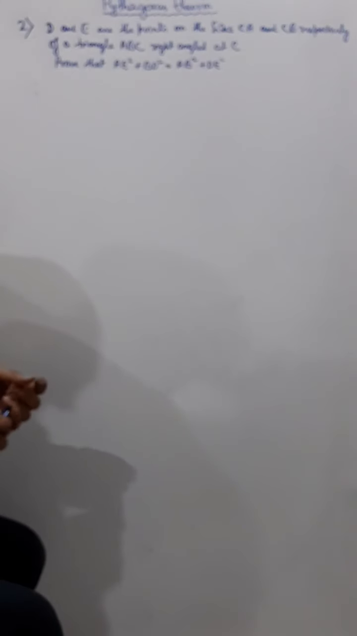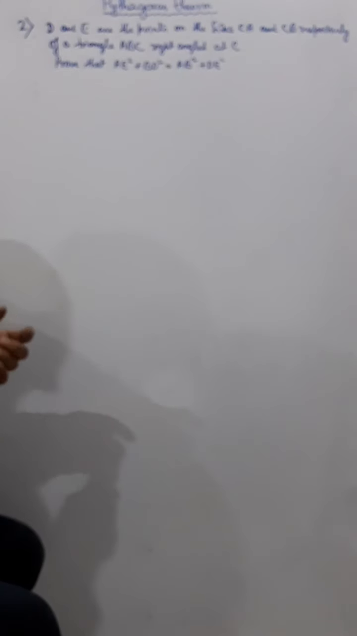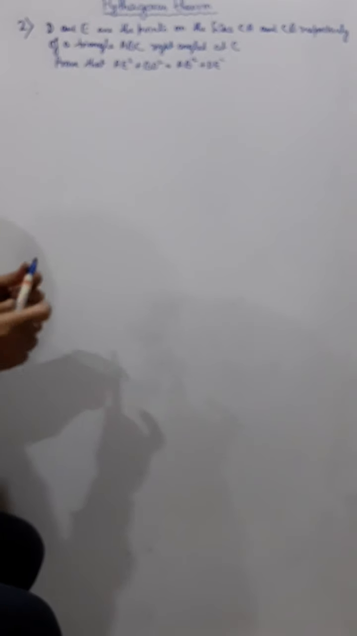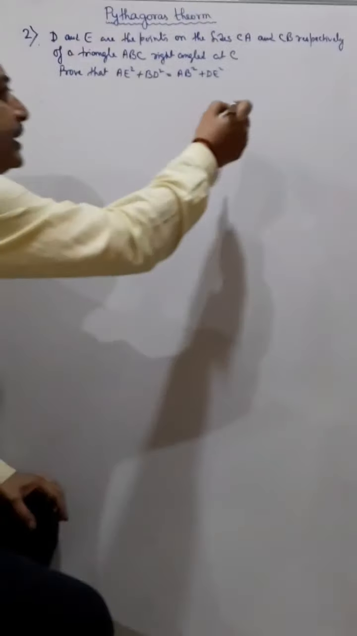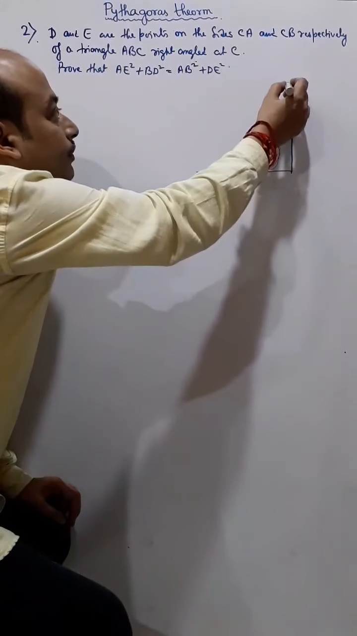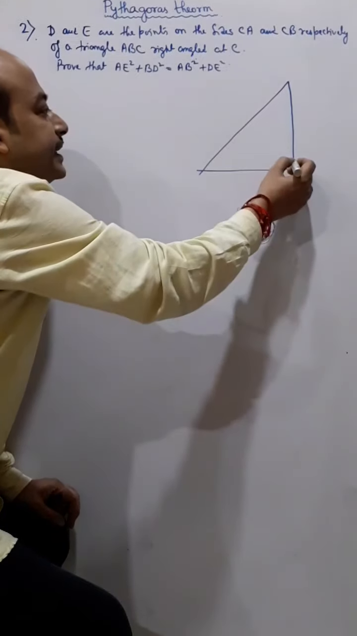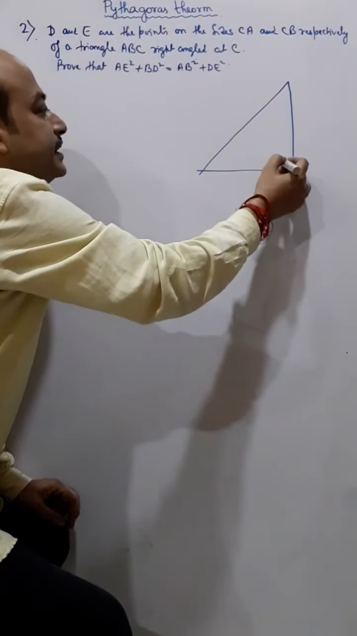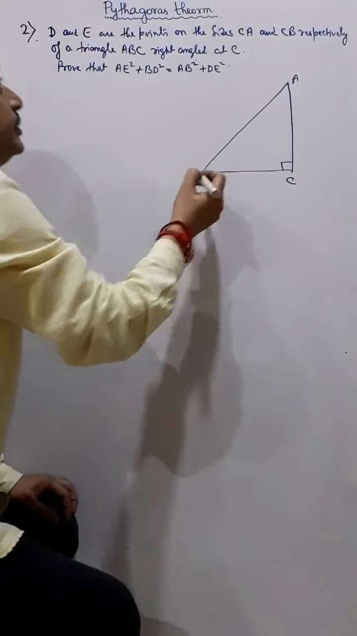Okay, now see this one. Now they told D and E are the points on the side CA and CB respectively of a triangle ABC, right angle at C. So here also you have to again draw the diagram properly. They told right angle at C. Okay, so this is C. This will be A and this is B.